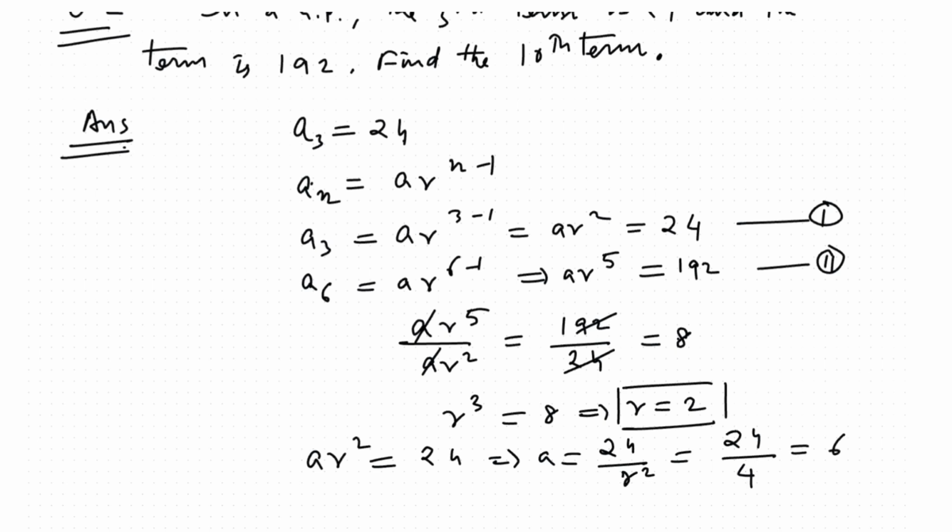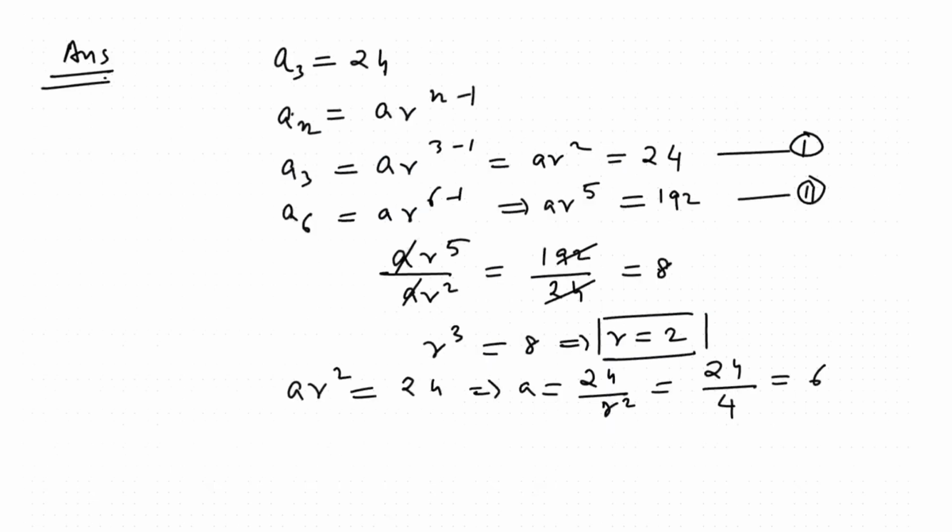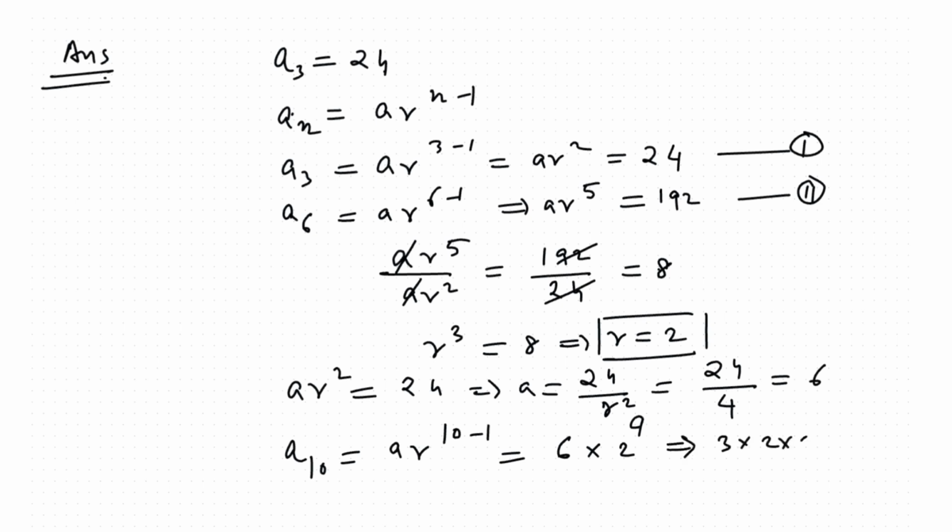So now you know the value of a. So what is my a10 now? We have been asked to find a10. So a10 would be a r^(10-1). So what was my value of a? a was 6 and r was 2, so 6 times 2 raised to the power 10 minus 1, which is 9. Okay. So what is my answer? 3 times 2 times 2 raised to the power 9, or we can say 3 times 2 raised to the power 10.